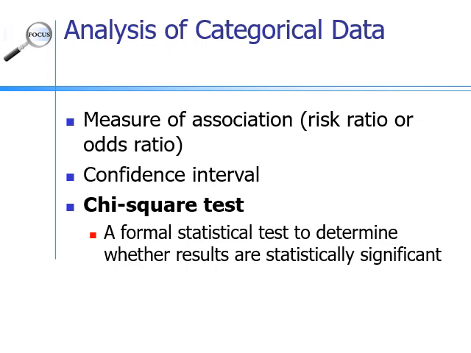Again, when we analyze categorical data, we can measure association by risk ratio or odds ratio. Then we are going to have the confidence interval, and we are going to use the chi-square test, which is the formal statistical test to determine whether results are statistically significant.